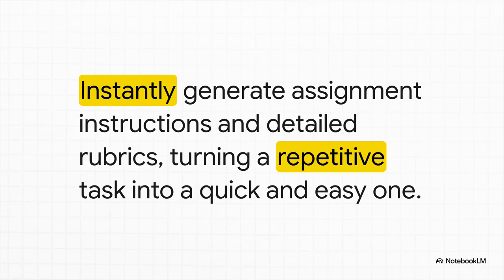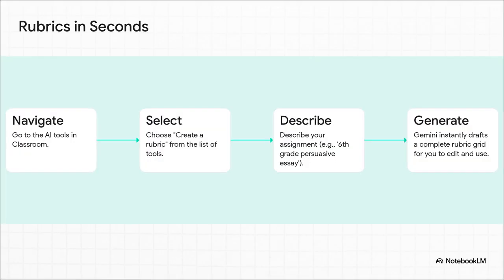So what's the biggest time saver here? You know, it's often those little administrative tasks that kill us. The absolute killer feature inside Classroom is its power to instantly generate assignment instructions and, even better, detailed rubrics. And the workflow couldn't be any easier. Just forget spending 30 minutes building a rubric from scratch. Here, you just click Create a Rubric, describe what your assignment is, like a 6th grade persuasive essay, and in seconds, boom, Gemini drafts the entire grid for you. You can then go in and edit it, and you're done. A tedious task just completed.